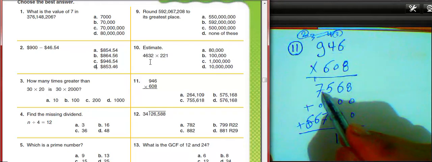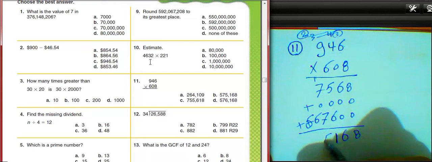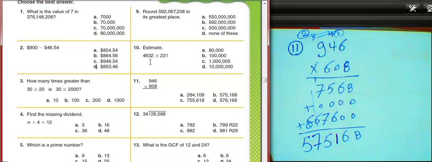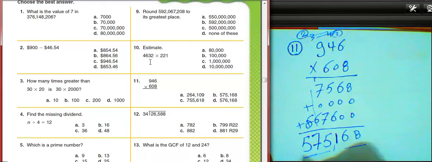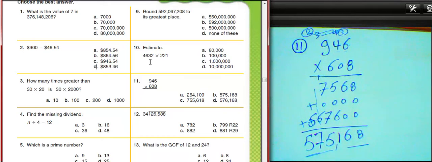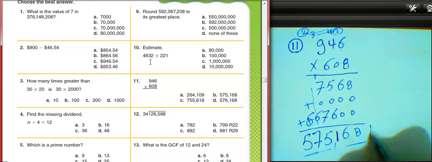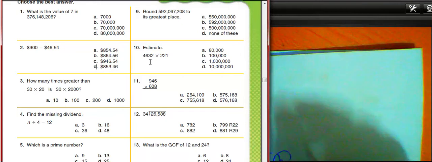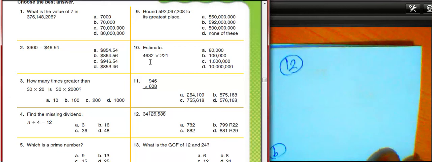7 plus 1 equals 8. 8 plus 7 equals 15. Write 5 and carry 1. 6 plus 1 equals 7. And we must write 5 here. So the result will be 575,168. Question 11. We must choose letter, be careful, letter D. That was question 11.